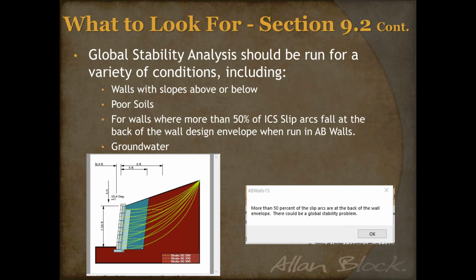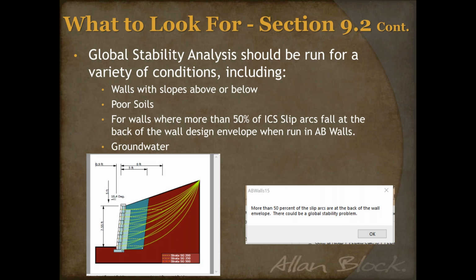Walls with slopes above and below the wall, poor soils. I mentioned it for the tall walls. There might be that 50% ICS slip arc warning in AB Walls, which I have images of here. So if you do run ICS for your retaining wall in AB Walls, and it's going to hint at a global stability issue, you will get this pop up: more than 50% of the slip arcs at the back of the envelope could mean a global stability problem. This does not mean you have to run a global stability analysis. It's not demanding that you do one.